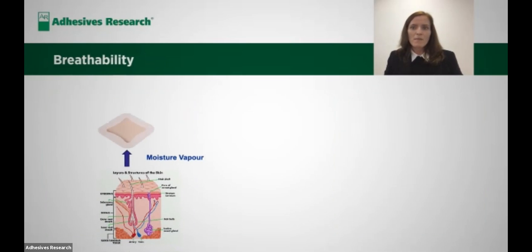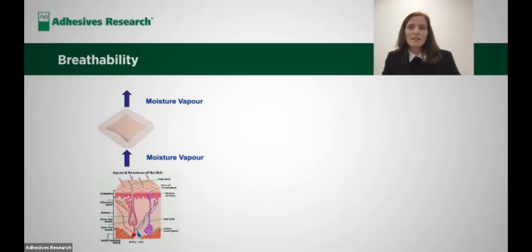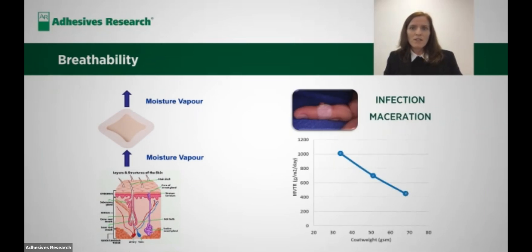The MVTR of the tape has to be high so that any vapor produced by the skin can pass through. Excess moisture on the skin surface will compromise the bond and may lead to edge lifting or patch fall-offs. Skin with excess moisture is also more prone to infection and maceration, such as illustrated in the following diagram.